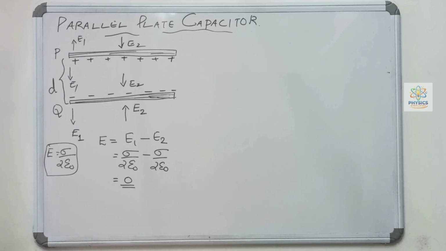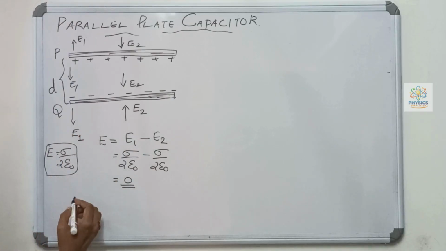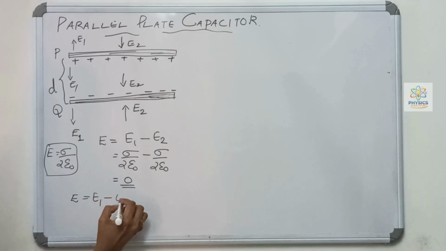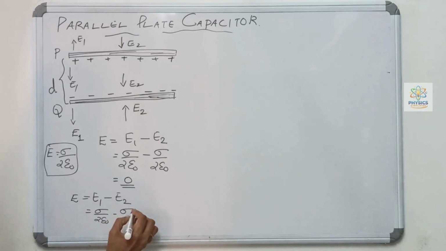Next we calculate the electric field intensity in the outer region of the second plate. For the second plate also, the direction of the electric field is opposite. So we can write E is equal to E1 minus E2. Here also sigma by 2 epsilon 0 minus sigma by 2 epsilon 0, which is always equal to 0.